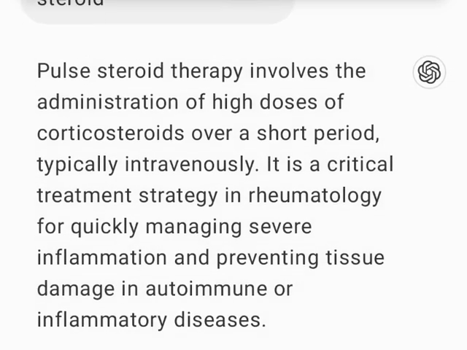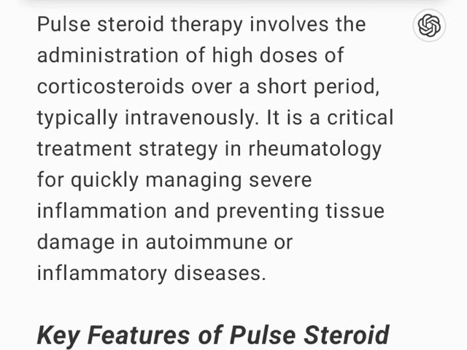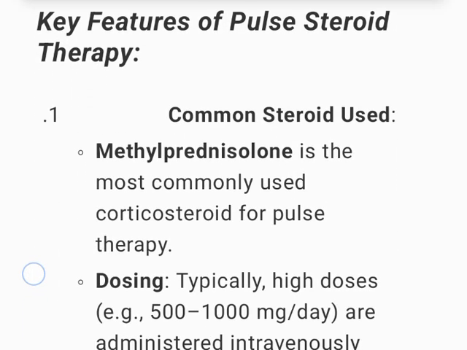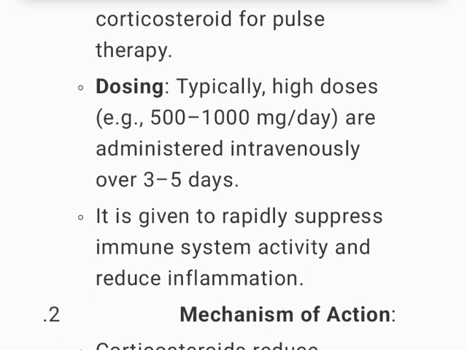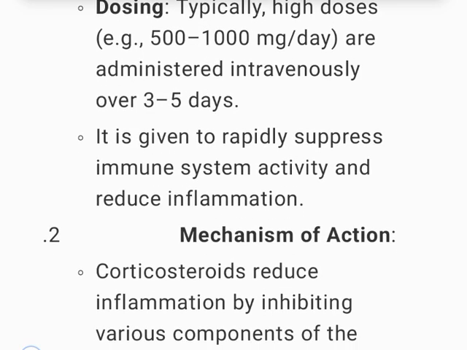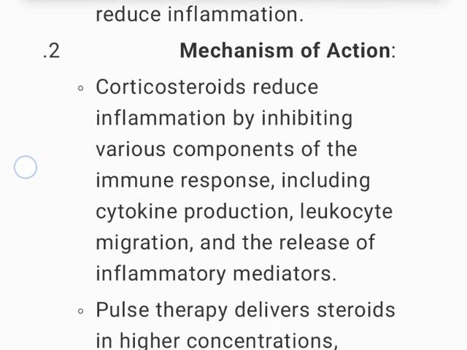Pulse steroid therapy involves the administration of high doses of corticosteroids over a short period, typically intravenously. It is a critical treatment strategy in rheumatology for quickly managing severe inflammation and preventing tissue damage in autoimmune or inflammatory diseases. Key features of pulse steroid therapy. 1. Common steroid used. Methylprednisolone is the most commonly used corticosteroid for pulse therapy. Dosing. Typically, high doses, e.g., 500 to 1,000 milligrams per day, are administered intravenously over 3 to 5 days. It is given to rapidly suppress immune system activity and reduce inflammation.